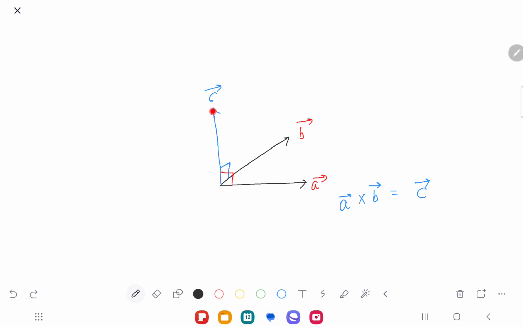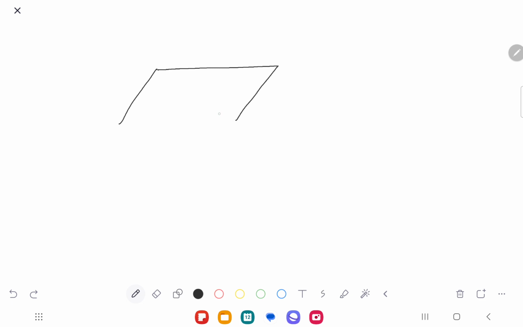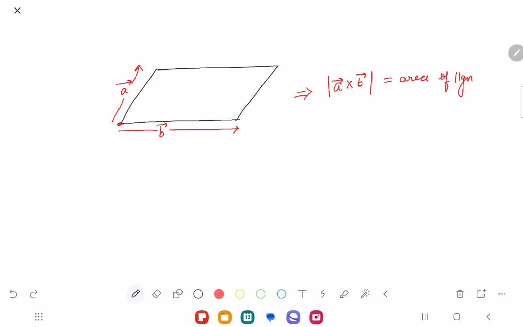Using the A cross B method, I told you how the area of the parallelogram came. This was my parallelogram. This was side A vector, and this was B vector, and they were adjacent sides. So here you will get A cross B, and the modulus of that A cross B shall give you the area of the parallelogram. Yes or no?